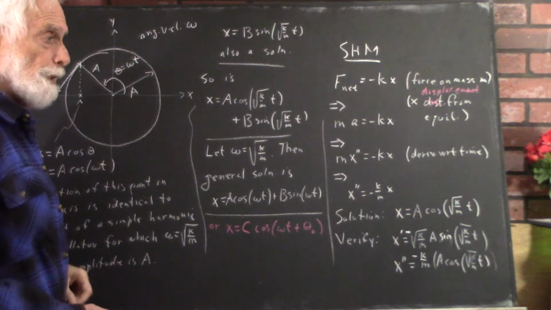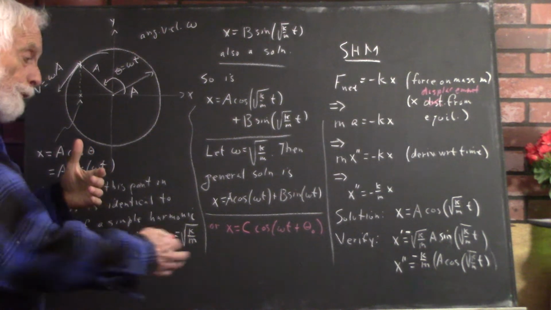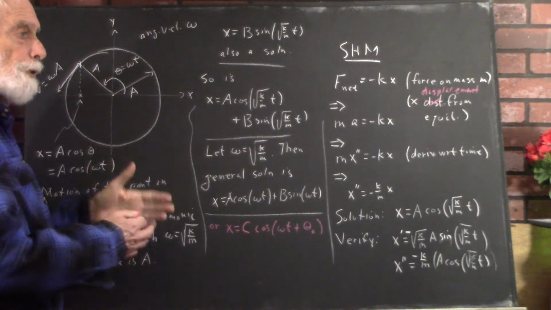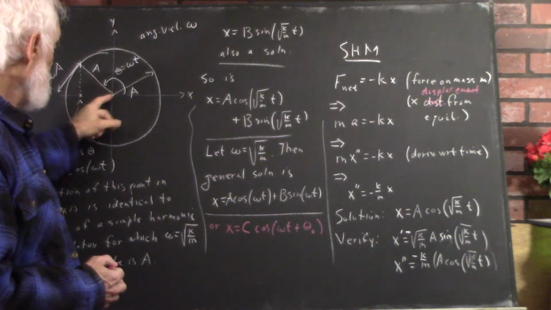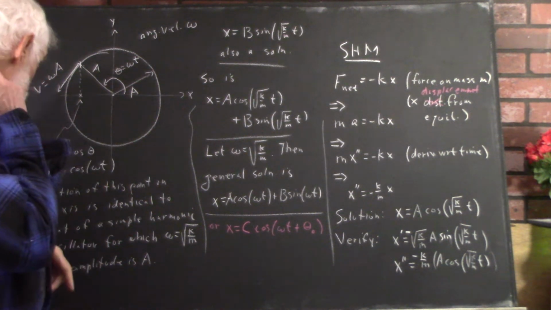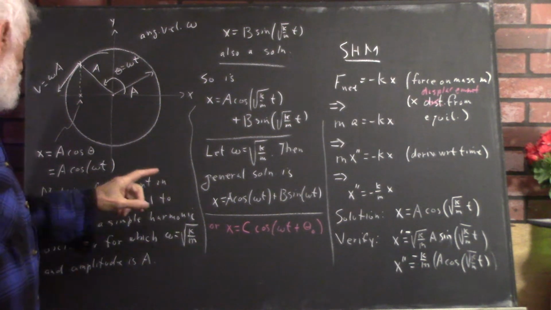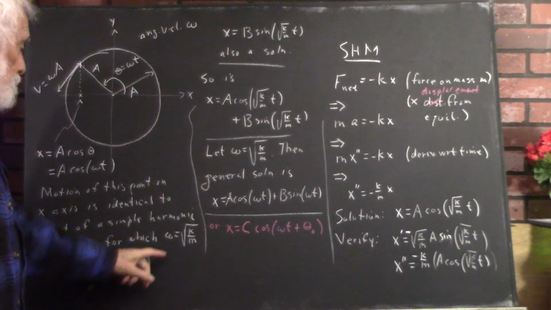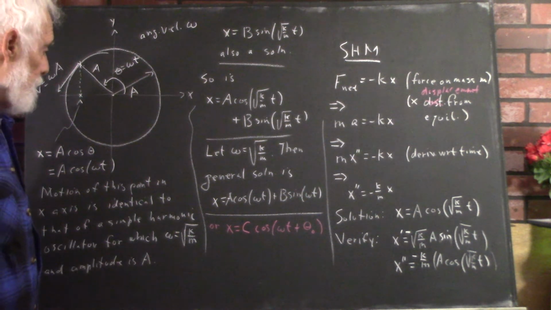So this could be a model of a pendulum swinging through, well, in periodic motion with amplitude A. Amplitude being your maximum distance from equilibrium. So there we have that. So I've just made the statement, the motion at this point on the x-axis is identical to that of a simple harmonic oscillator, for which omega is the square root of k over m, and amplitude is A.